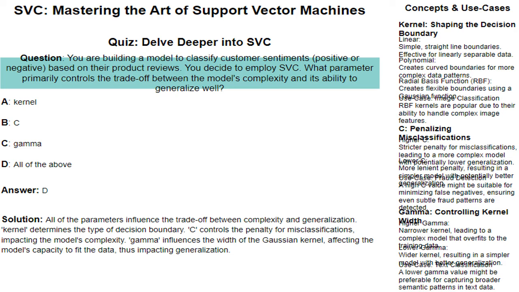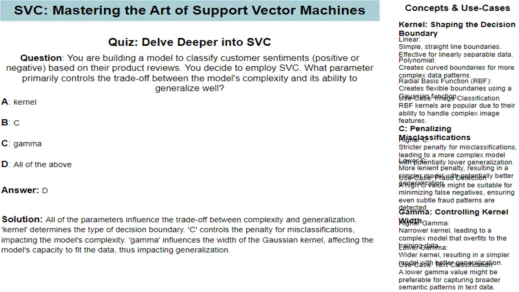You are building a model to classify customer sentiments, positive or negative, based on their product reviews. You decide to employ SVC. What parameter primarily controls the trade-off between the model's complexity and its ability to generalize well? Kernel. C. Gamma. All of the above.